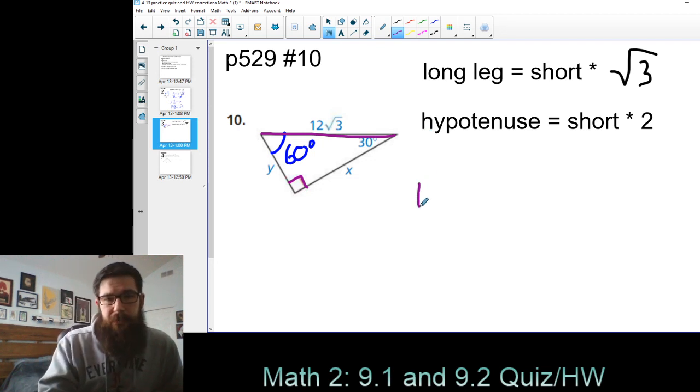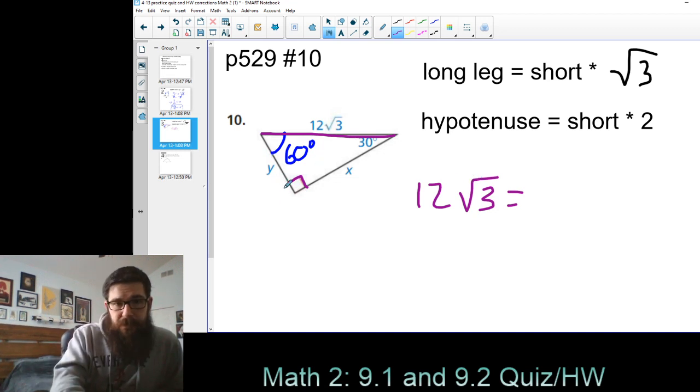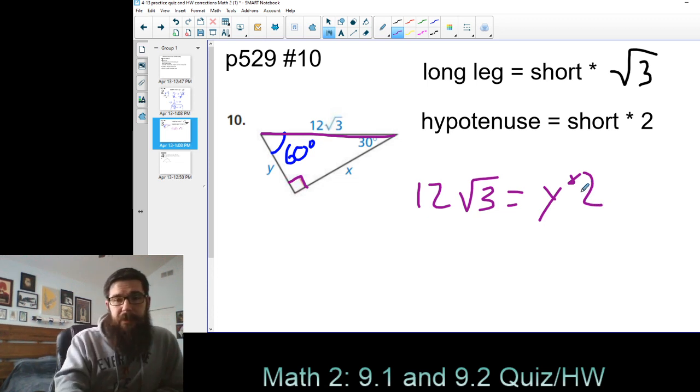What I'm currently going to have is 12 square root 3 equals, and I'm going to put short. The short leg here is always opposite from the 30. So in that case, that's going to be the y. It's opposite from where that 30 is. So I'm going to write y times 2. You could also write 2y as well. That's totally valid. To solve for this short leg, I'm going to divide both sides by 2.